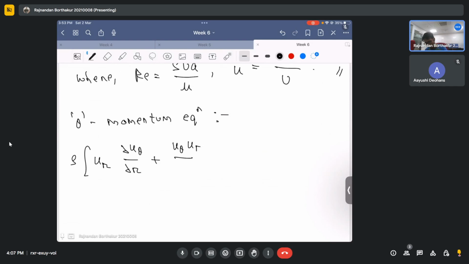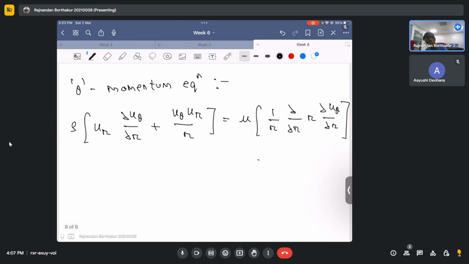So this term, u_theta u_r by r, equals mu times 1 by r into del del r of r del u_theta by del r, minus, there will also be a mu here, you can just write it as minus u_theta by r squared.